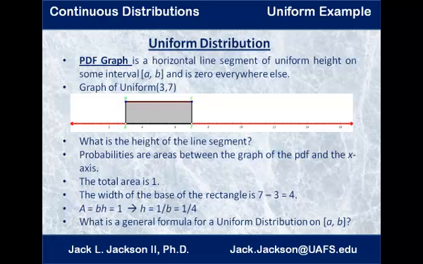Can we come up with a general formula for a uniform distribution that goes from A to B? Go ahead and figure out what that would be in general. Press pause now.